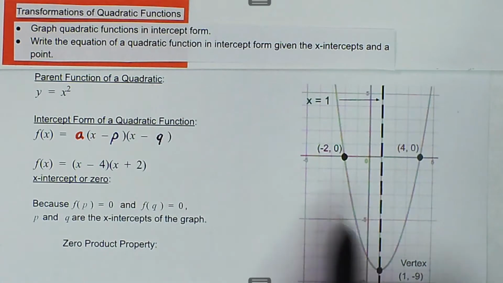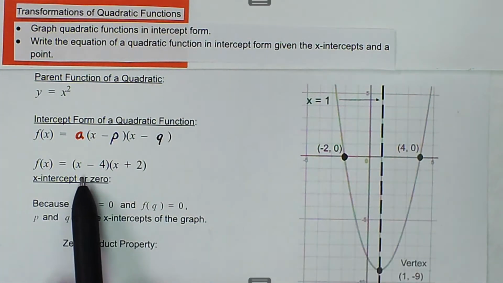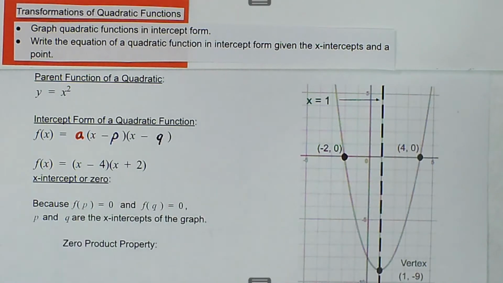So we have an example over here on the right, where we have f of x equals x minus 4 times x plus 2. So find the x-intercepts or the zeros. Because the function evaluated at p is equal to 0 and the function evaluated at q is equal to 0, p and q are the x-intercepts for the graph. And the way that we can figure that out is we can use the zero product property.